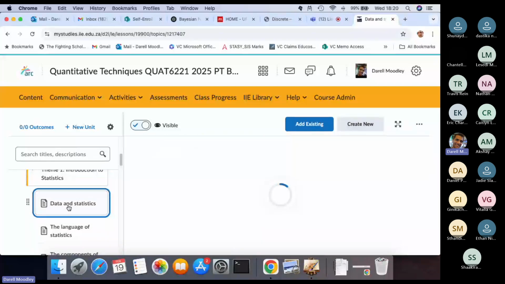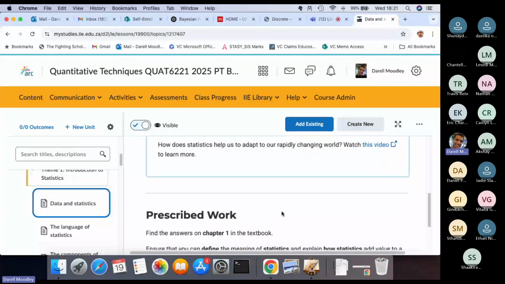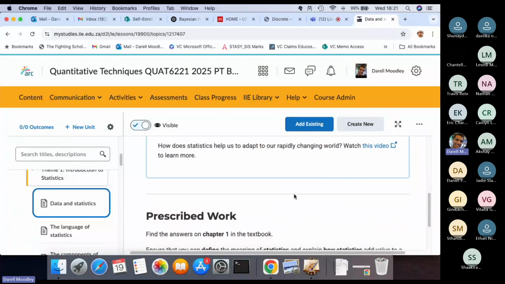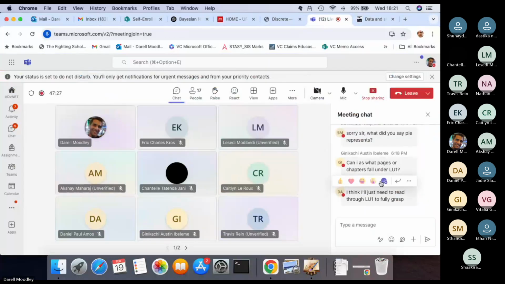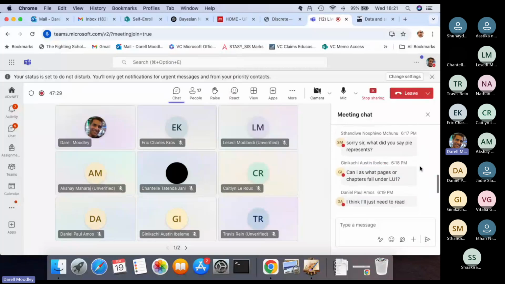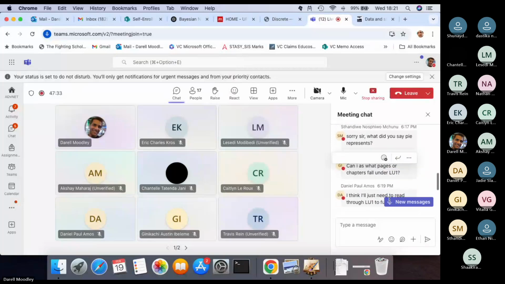Let's click on data and statistics. Let's see what pops up. We've got all of this. There's a video as well you can access. And there you see it: find the answers in chapter 1 of your textbook. So the online material will direct you to which chapters you need to focus on in the textbook. Does that make sense? And you do this for all your learning units.